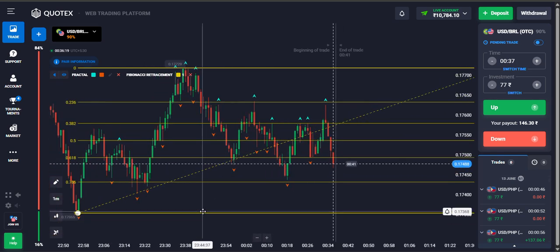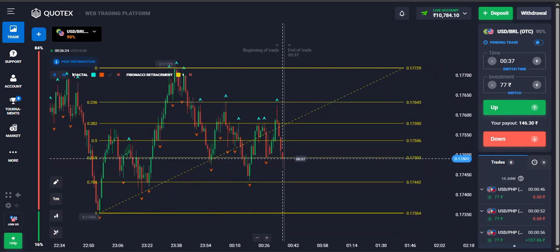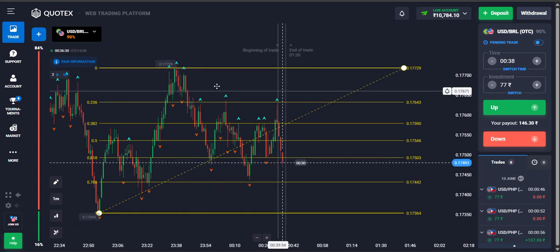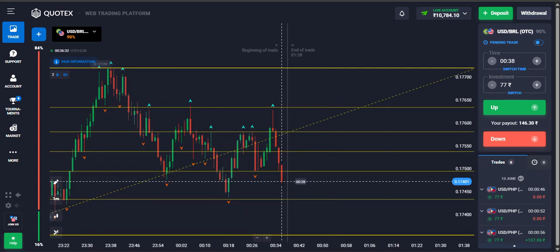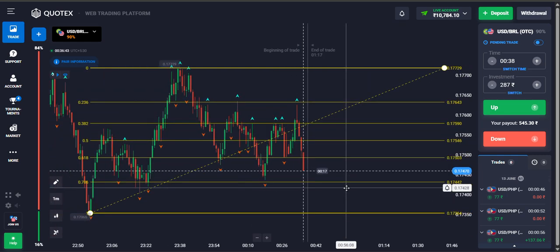So what I'm doing is I've just selected a random asset. With the help of fractals, I have understood that there is a support over here, and there is the resistance over here where the market will come down from. So I'll just start my first trade with a random number, let's say 287. The idea is to make it 1,000 rupees.